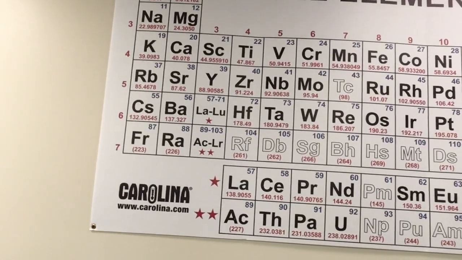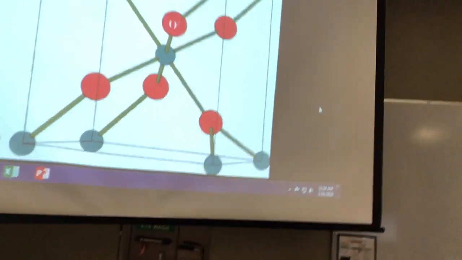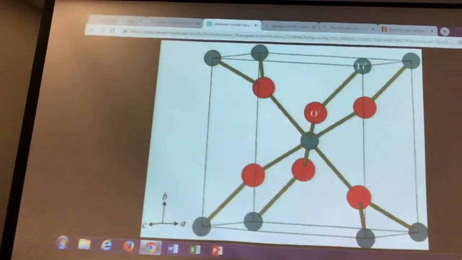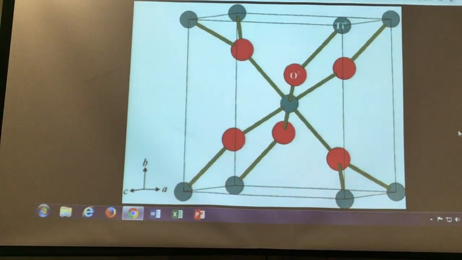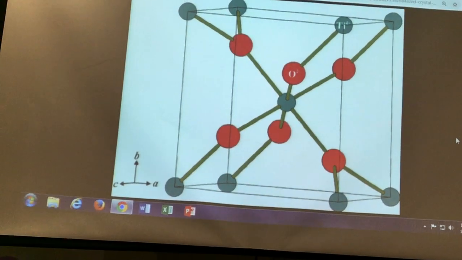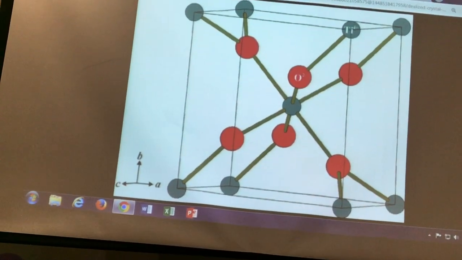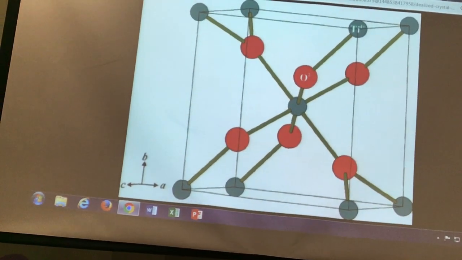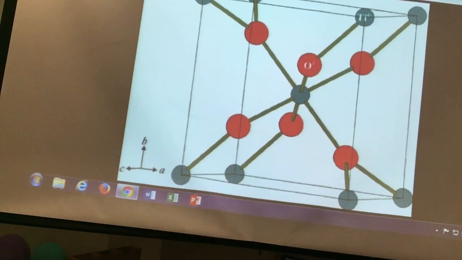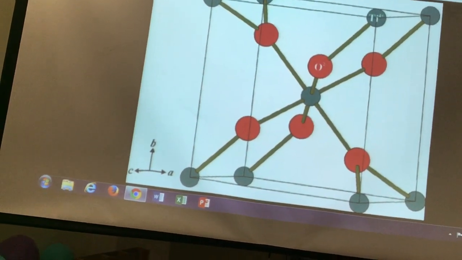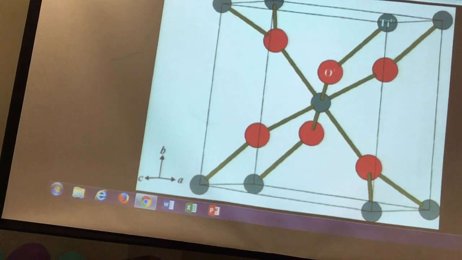Potassium, calcium, scandium, titanium. Because it's a transition metal, it has variable oxidation states. It has a +2 that's widely available. It has a +3 that we see from time to time. And it has a +4, which is its maximum. And in the +4, it makes an oxide that is TiO2. And TiO2 does this.